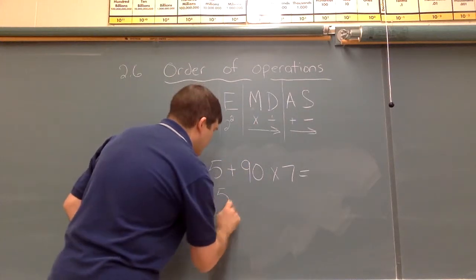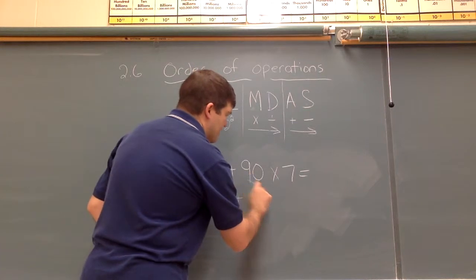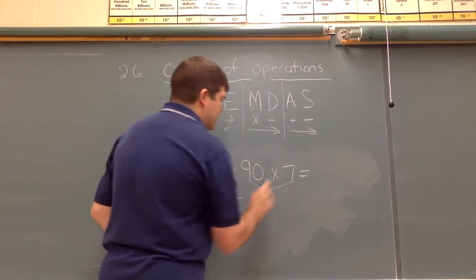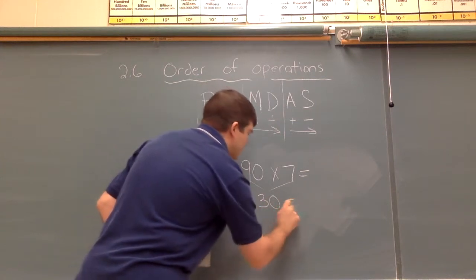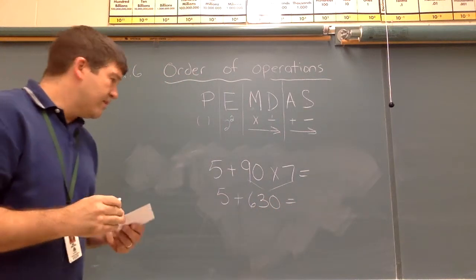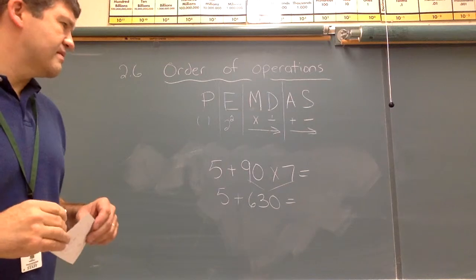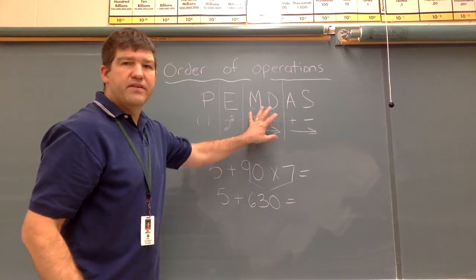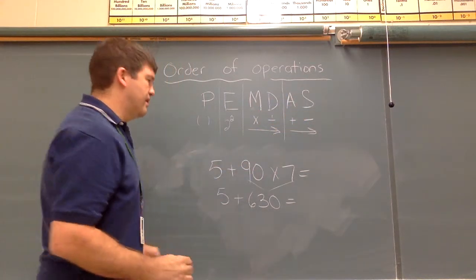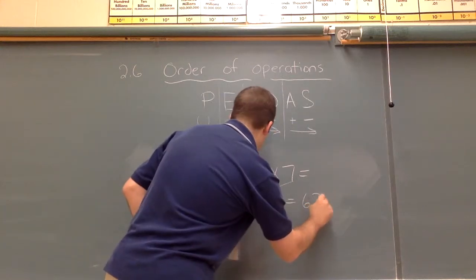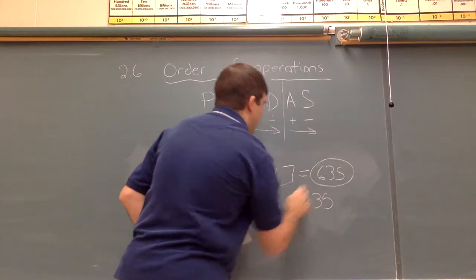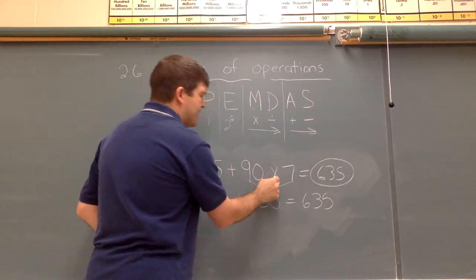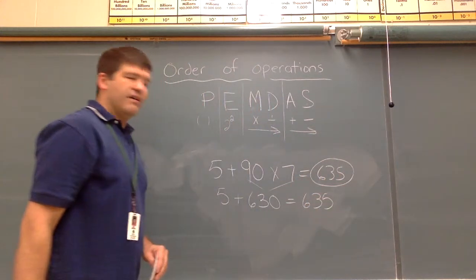So 5 plus, I'm going to do this, 90 times 7, 630. Okay, so I have 5 plus 630. I've done all my multiplication, division. Now I go over here and do the addition, which gives me 635. So 5 plus 90 times 7 is 635.